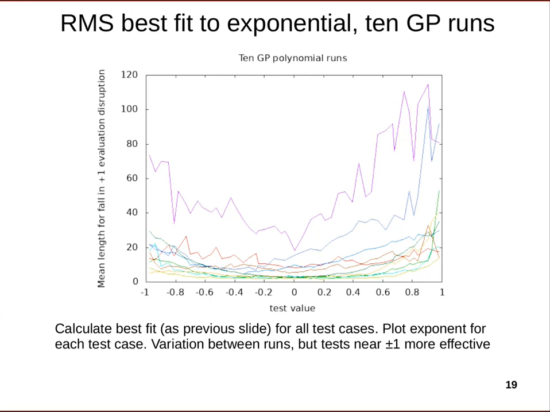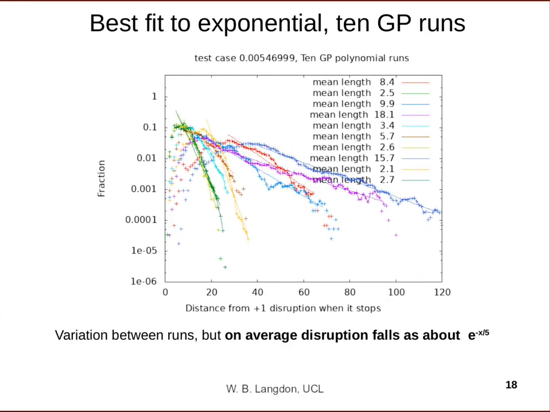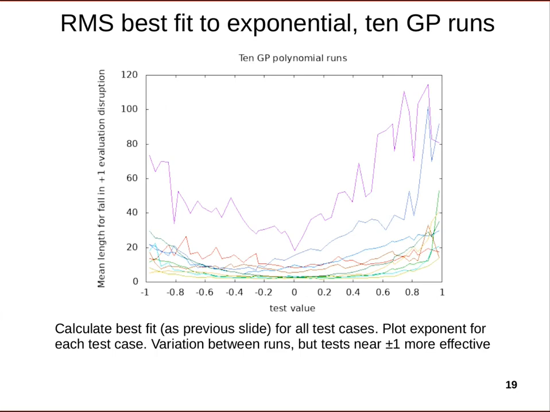This graph is essentially, so the test value 0 from here corresponds to the middle of this graph. So the slope of the graphs is plotted here, and so you can see that test value 0 for all 10 of our runs works out as being the least able to penetrate up the GP tree. In other words, it's the least effective test case, whereas test cases near plus or minus 1 are considerably more effective at picking up the runtime disruption.